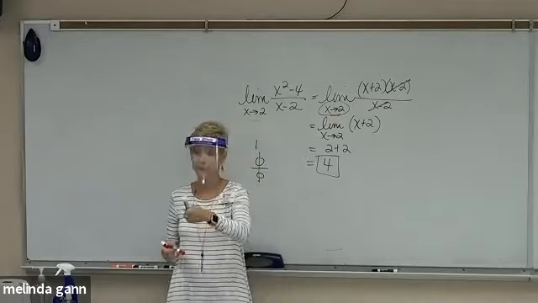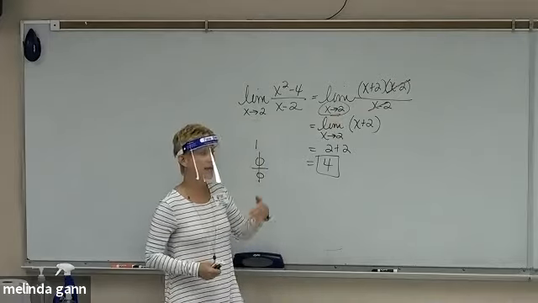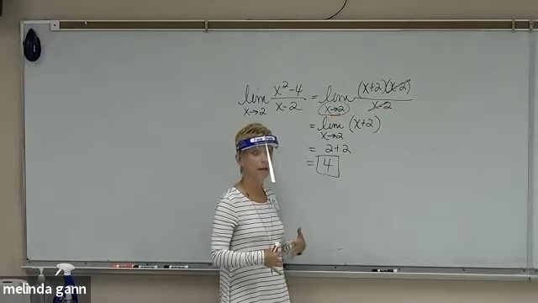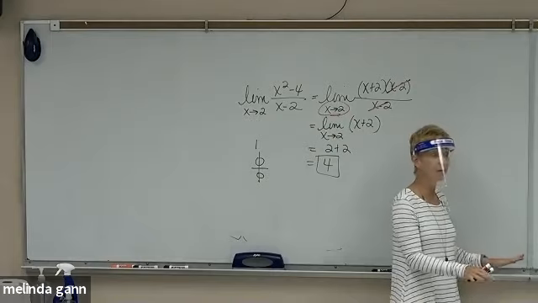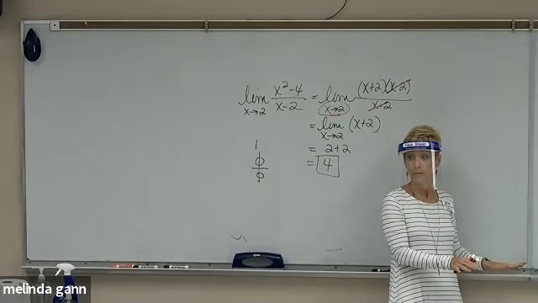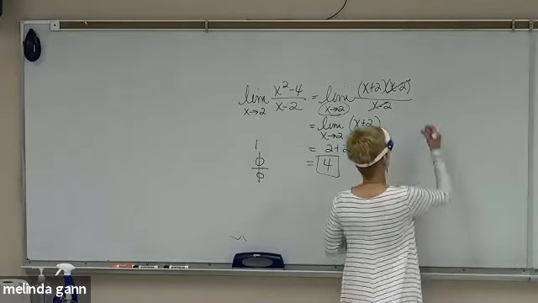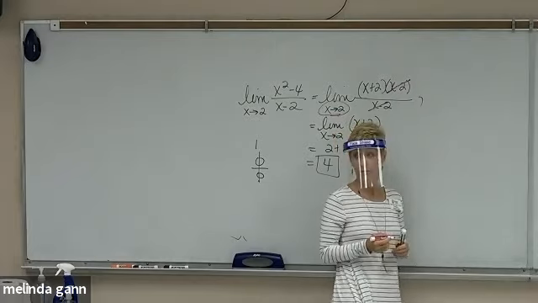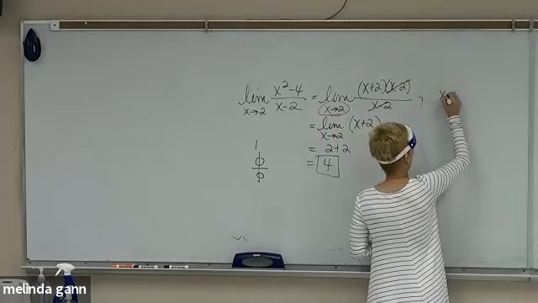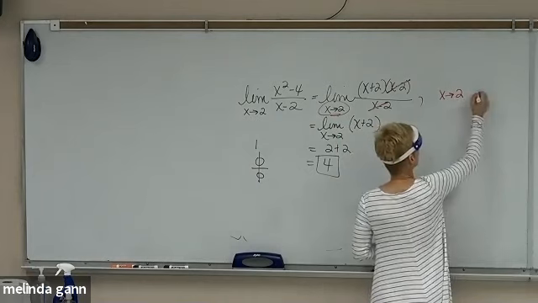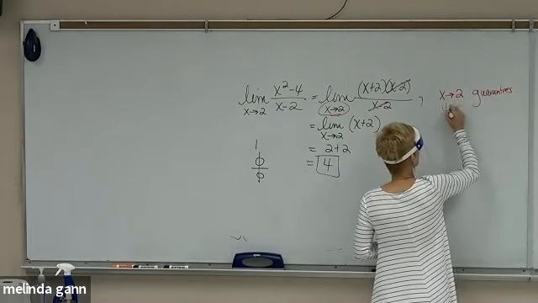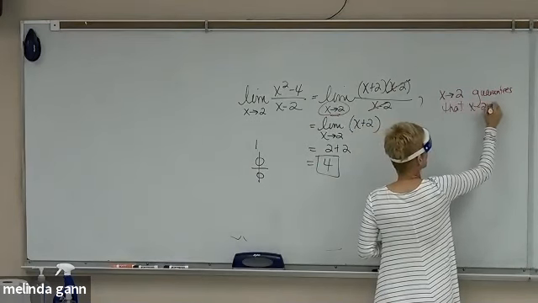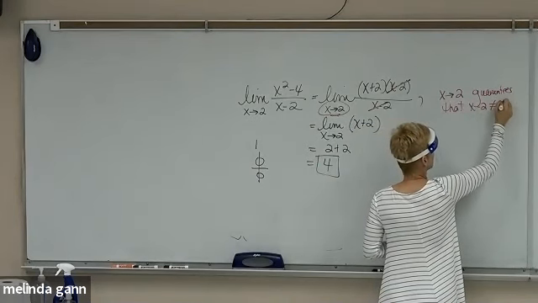What does that mean? We talked about the very first day with limits. What does x approaching 2 mean? I get what? Closer and closer, but what? I never get there. So you're going to have to write me a note on your first test that says x approaching 2 guarantees that x minus 2 is not what? 0.